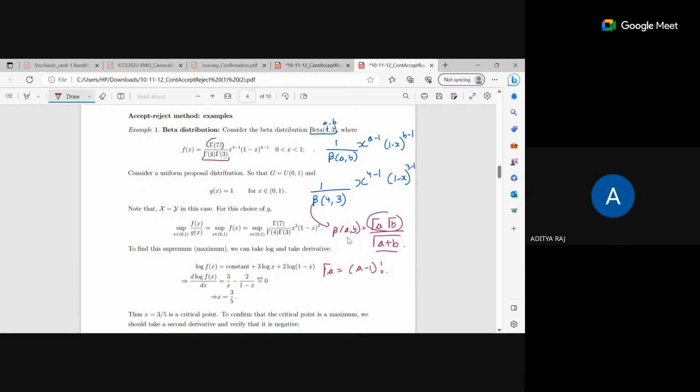But why is g(x) equal to 1? Because it's uniform 0, 1, right? What's the PDF of uniform? It's 1 over B minus A. So it's 1. Whenever you are given your distribution as uniform A, B, its PDF would be 1 over B minus A.